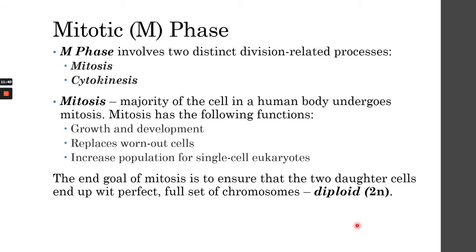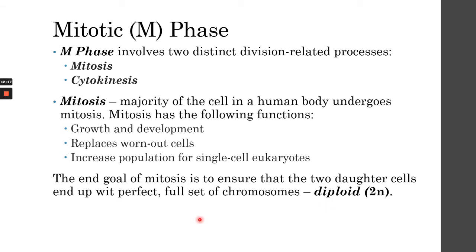So the end goal of mitosis, the very end goal of mitosis that I always want you guys to remember, is to create two daughter cells. The reason for cell division is to create two daughter cells with a perfect full set of chromosomes, meaning the cell is diploid, or in other words, 2N. N talks about the chromosome. So in a single cell, there's 2N, one set from mother and one from father. If that cell has 2N, or two sets of chromosomes, one from each parent, it means they are diploid.